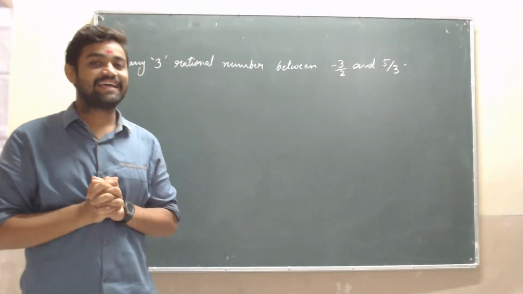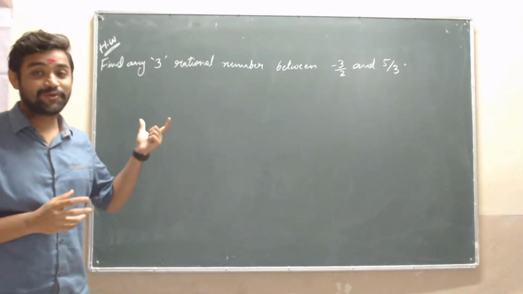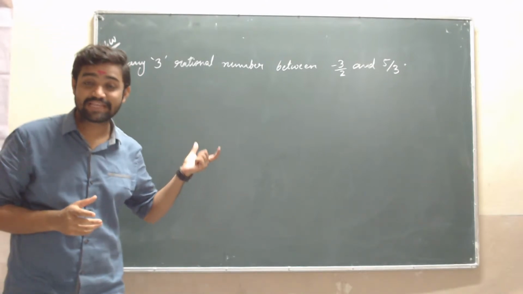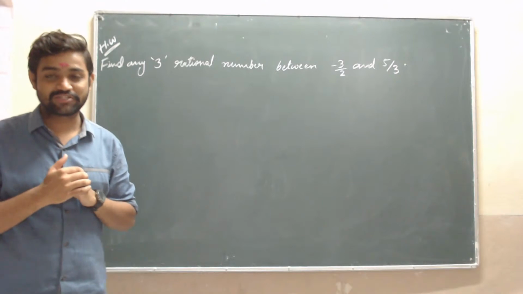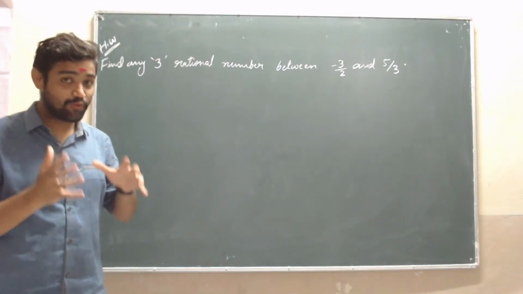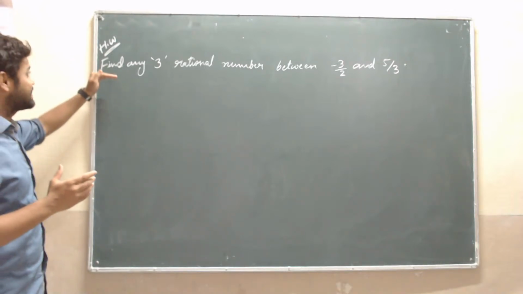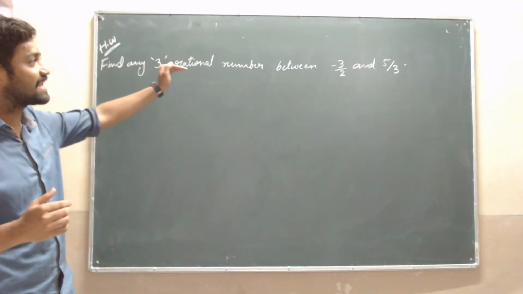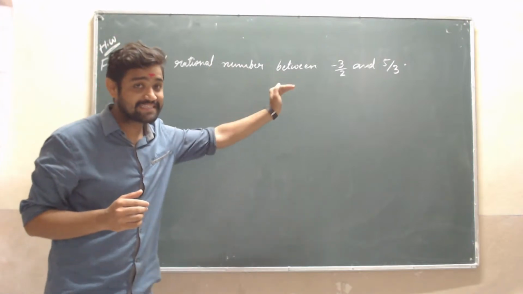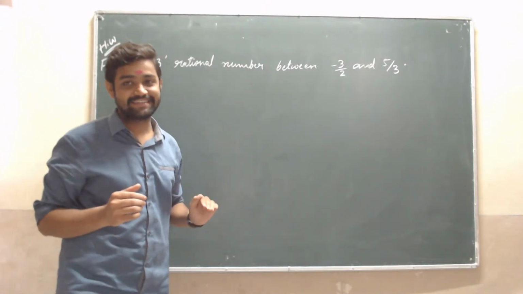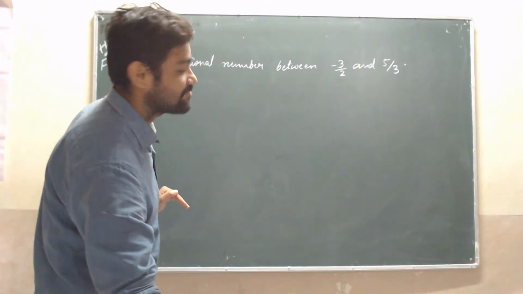In this session, I will clarify the exercise problems as well as homework questions. Let us move to the first question which I gave as homework: find any three rational numbers between -3 by 2 and 5 by 3. Okay, -3 by 2 and 5 by 3.